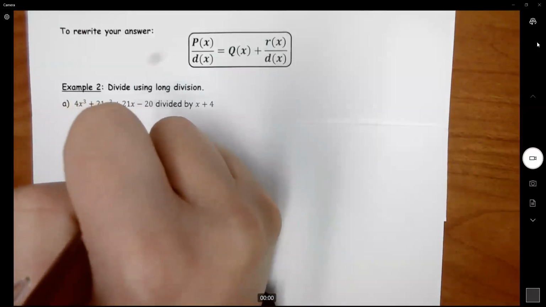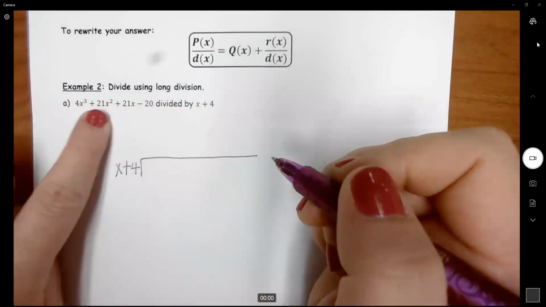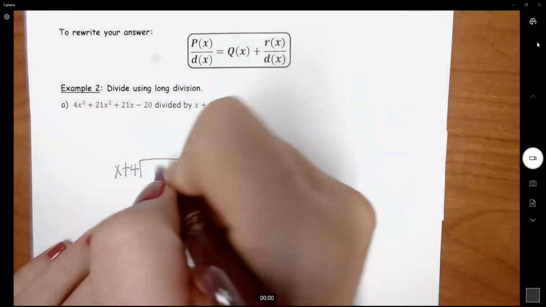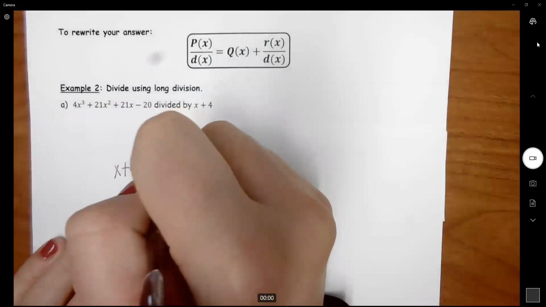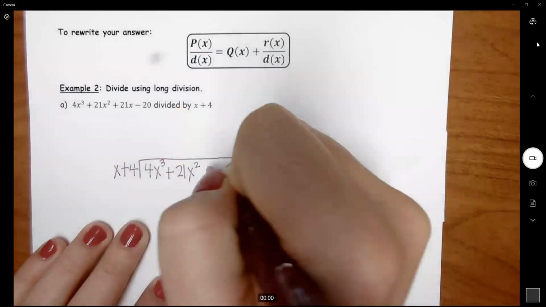We have x plus 4. And then inside here, we have all of our numbers here. So 4x cubed plus 21x squared, and keep going.